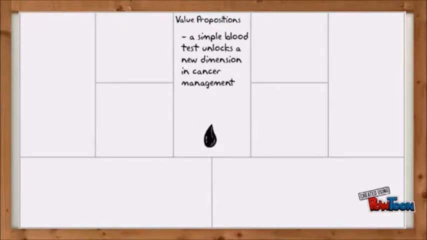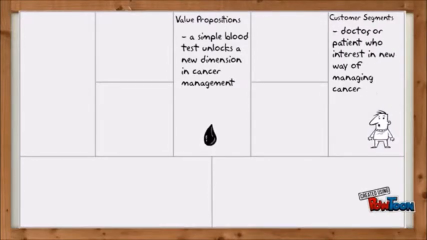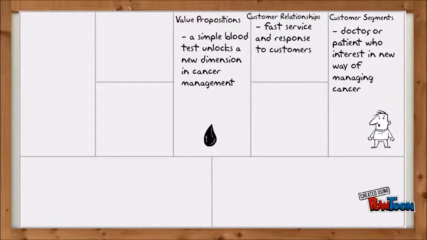The second one, customer segment. It's already mentioned in STP analysis. Their target customers are doctors or patients who are interested in a new way of managing cancer. The third one, customer relationship. They must maintain their relationship by providing fast service, fast responses, and accurate analysis. The fourth one, channel. Guardant 360 interacts with customers via email, website, and service call.